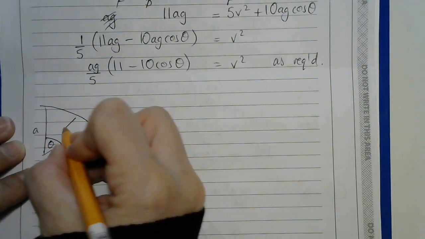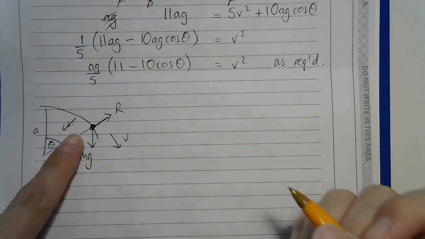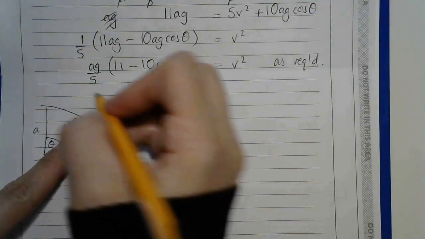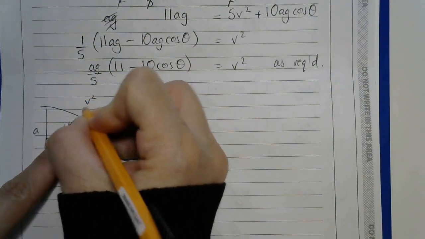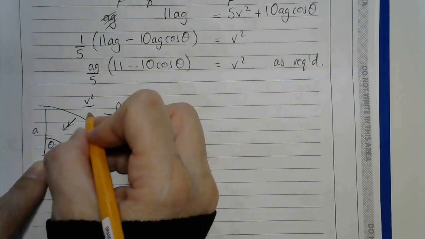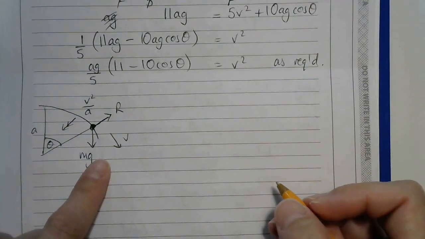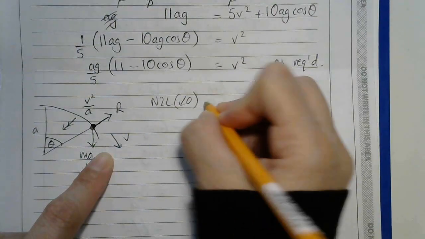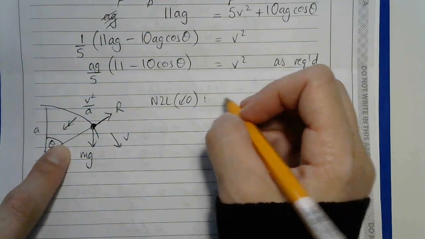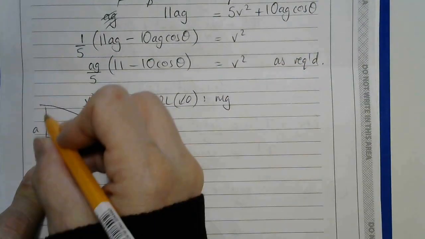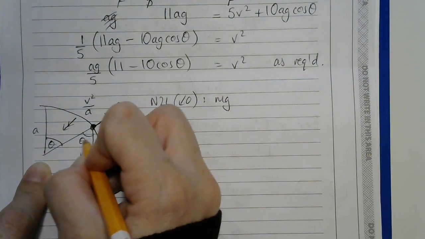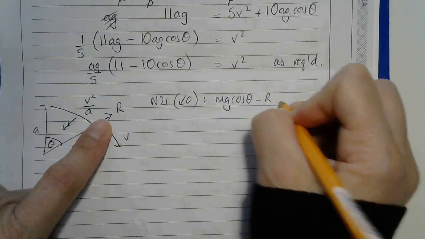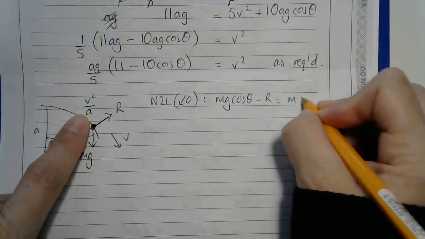And I know that it's accelerating towards the centre of the circle. For the acceleration, you can always use r omega squared or v squared over r. And in this case, I'm going to use v squared over r, so in other words, v squared over the radius of the circle, which in this case is a. So if I do Newton's second law towards the centre of the circle, then I get the forces towards the centre of the circle. So mg, now using alternate angles, this is theta. So I get mg cos theta minus R equals the mass times the acceleration.